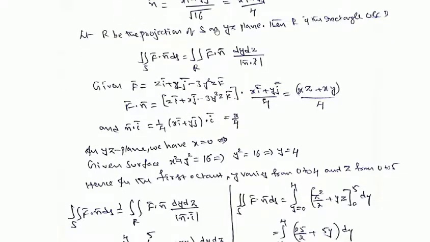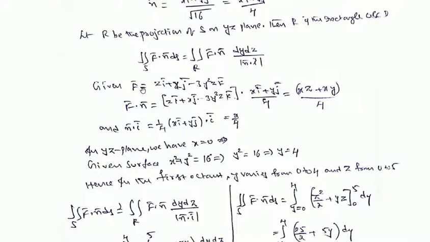Therefore, let R be the projection of S on the yz plane. Therefore, R is the rectangle OBCD. Therefore, the double integral over S of f bar dot n bar ds is the double integral of f bar dot n bar dy dz divided by modulus of n bar dot i bar. Why? Because we are taking the projection in the yz plane, which gives dy dz.